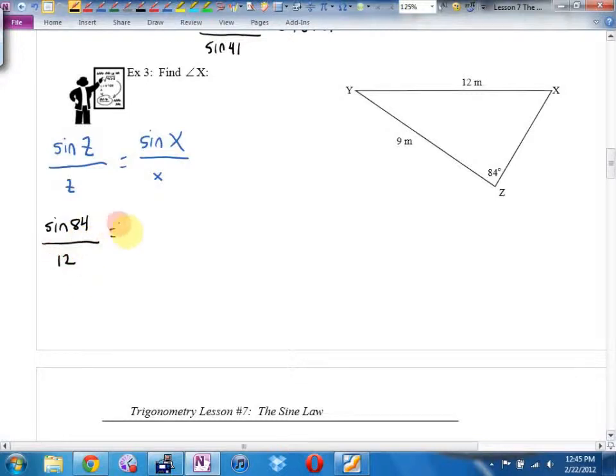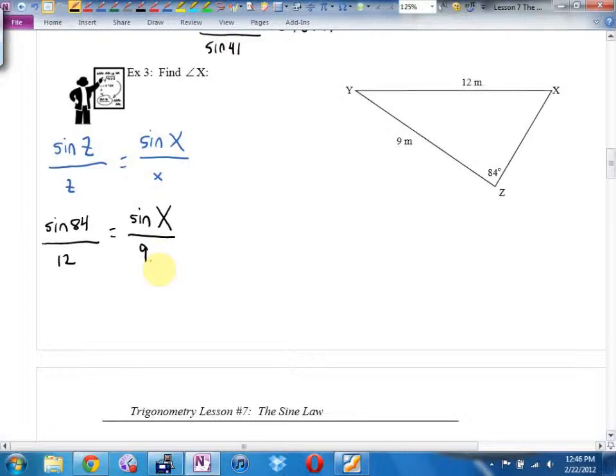Equals, trick question, how big is angle X? Why is that a trick question? That's what we're trying to find. So that's where the variable is going to go. X is going to stay there, right? Sine X divided by, how big is side little x? Yes. Okay.